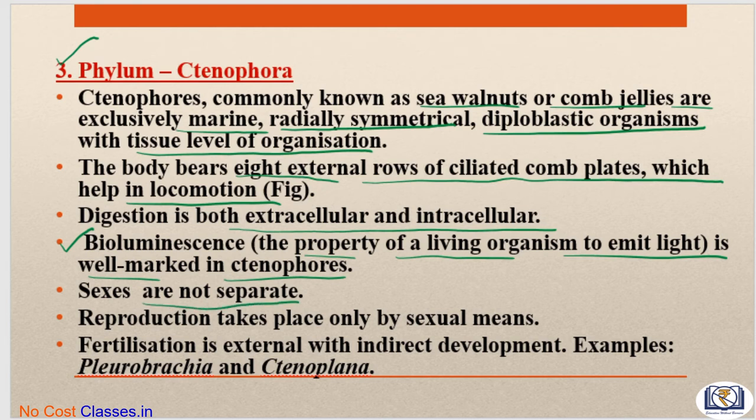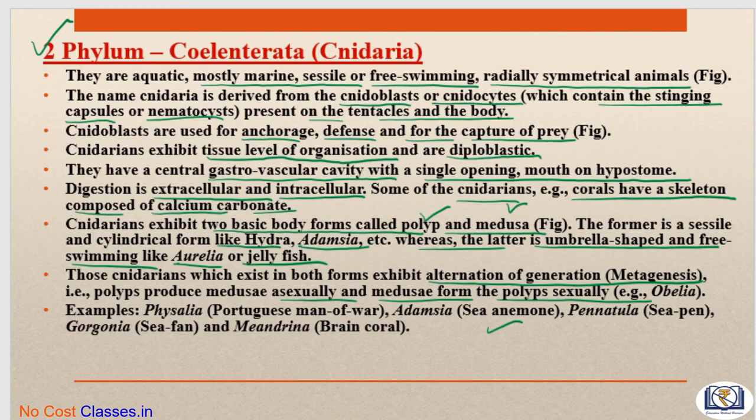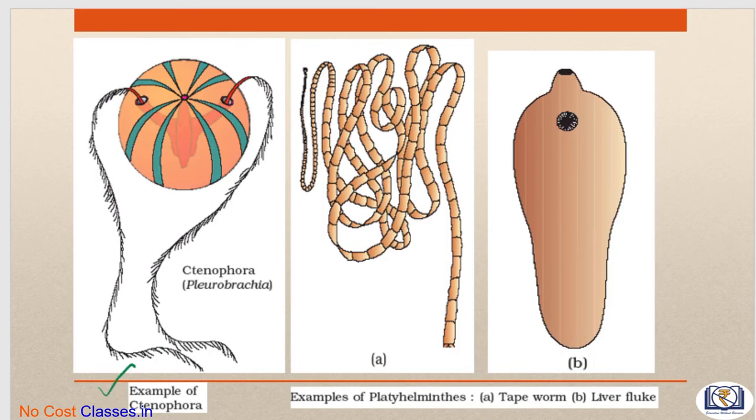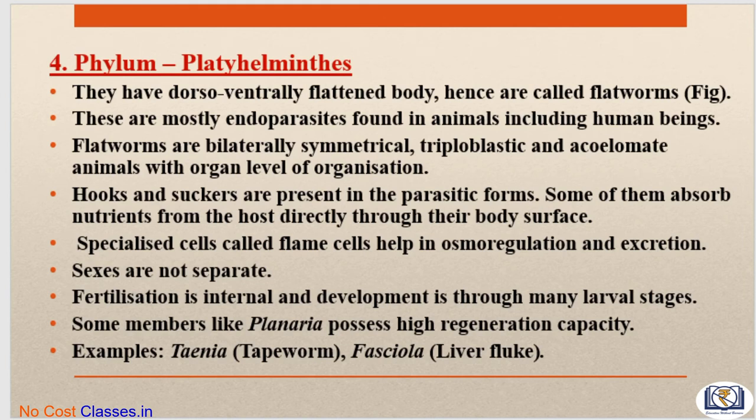Sexes are not separate, same here, and reproduction takes place only by sexual means. If we talk about the phylum before this, how was it there, children? In Cnidaria, an asexual mode was also present, right? Fertilization is external with indirect development. And then again, we have given examples here. Then I'll show the picture of this as well. This is Ctenophora. Okay, these two belong to Platyhelminthes. So first I'll explain, then I'll discuss these pictures with you.